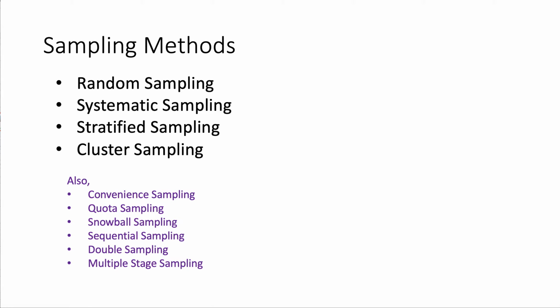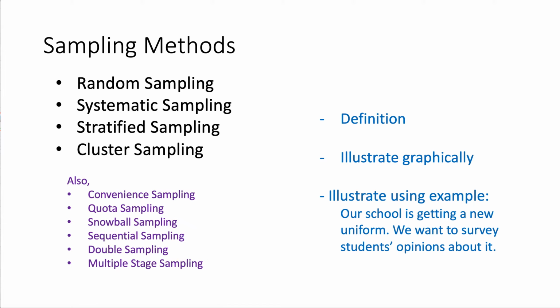There are 4 major methods that statisticians use, and I'll go through them with you now. There are a bunch of other methods that are also used, and I'll mention them at the end just really quickly. What I'll do for each of these 4 is give you a definition, I'll illustrate it graphically, and then I'll illustrate with the example of our school getting a new uniform. And we want to survey students' opinions about it. How will I choose my sample of students? Okay, so here we go.